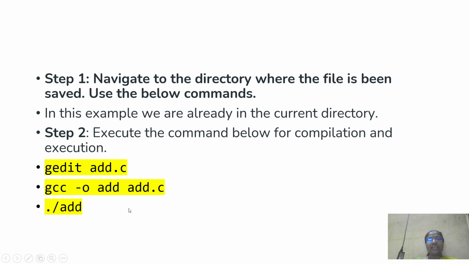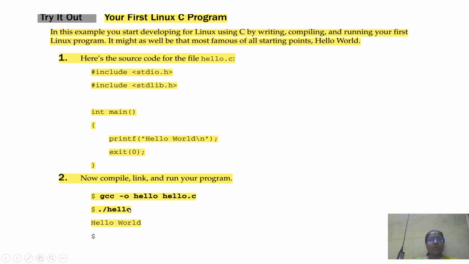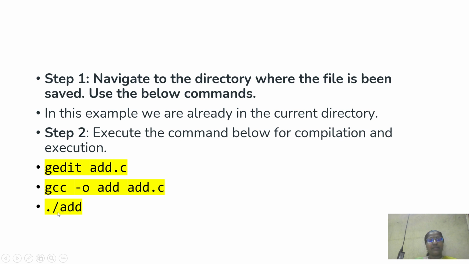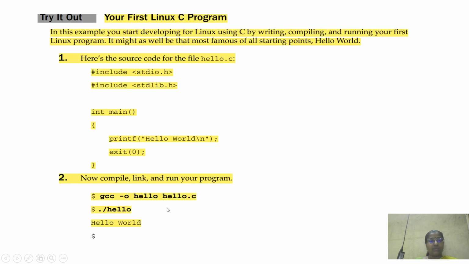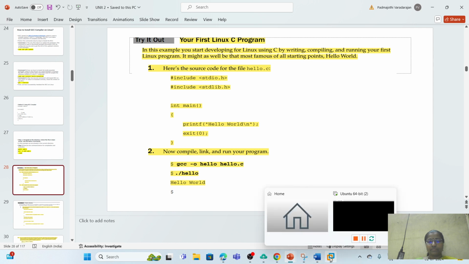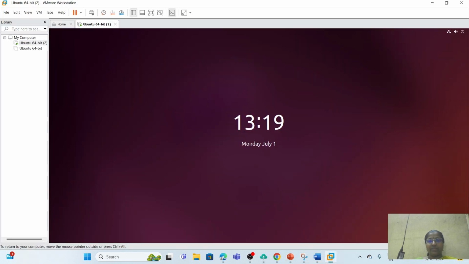So the file name is add.c. Now I am running this under the root directory, so under the root /add. So now I am just showing the demo of this using VMware. I am just showing the demo of how to run this using the GCC compiler.